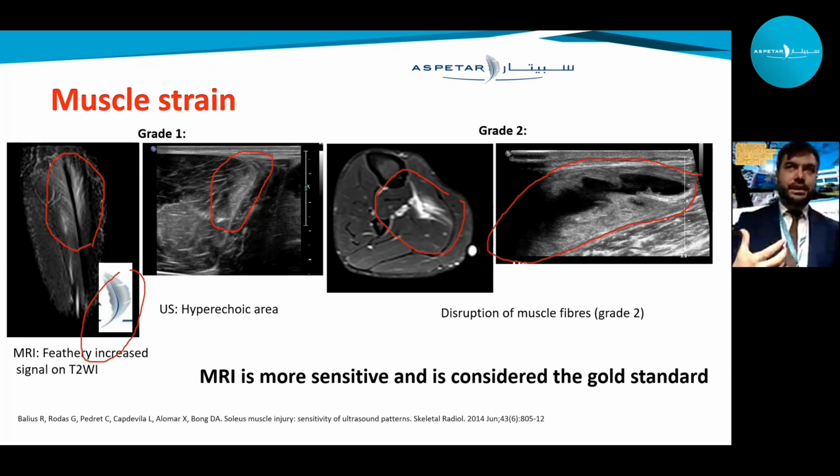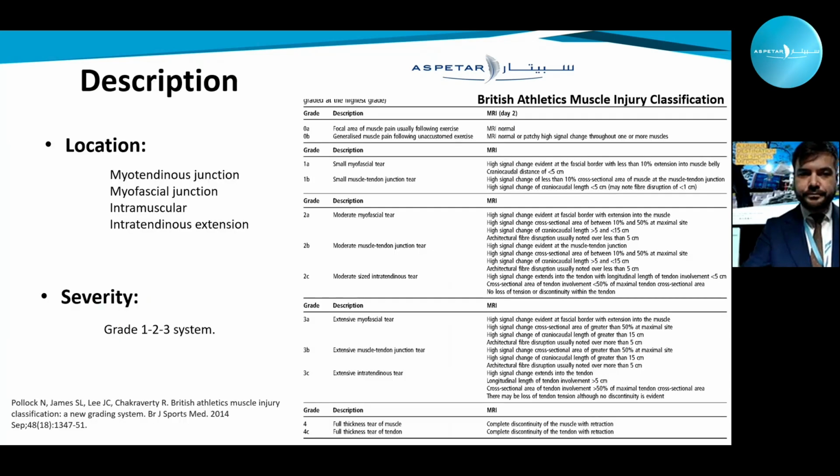Some people with experience in ultrasound can have a very good sensitivity, but the science to date with the technology we have has shown that MRI is more sensitive. And in my experience, I agree with this statement. I feel ultrasound is still, in some cases, useful. In some cases, we see. In some other cases, we don't see.